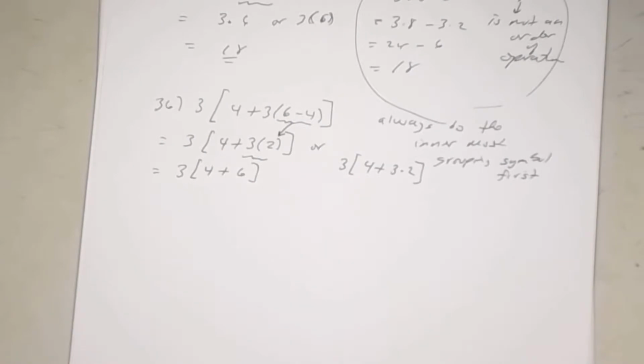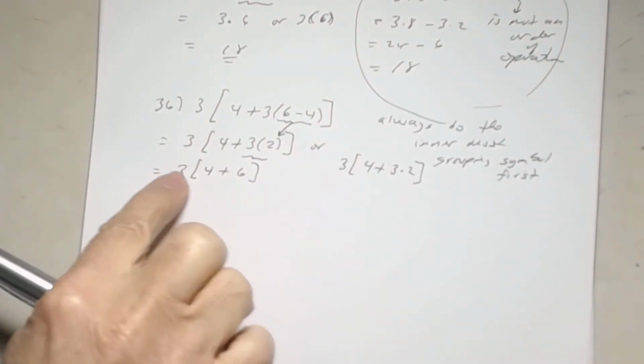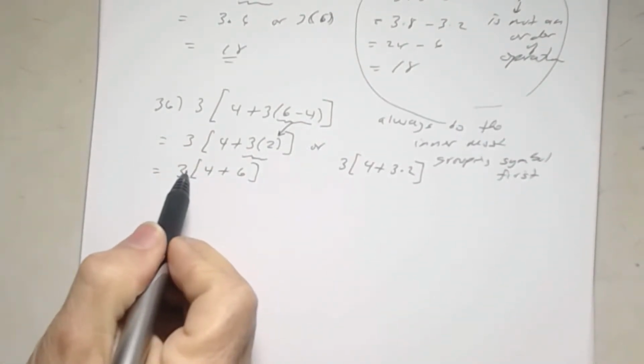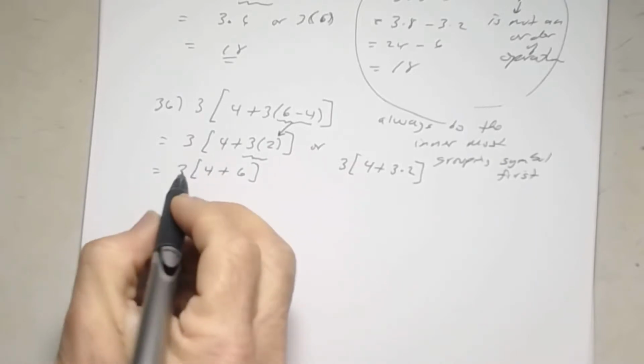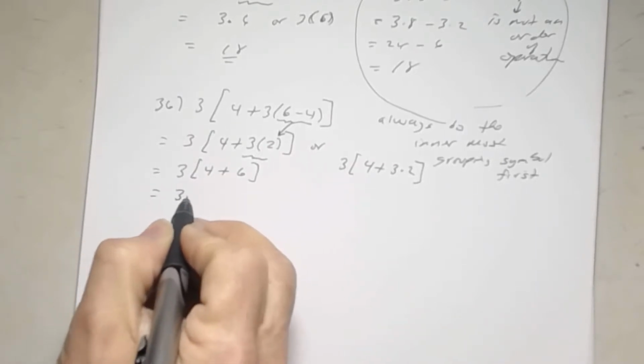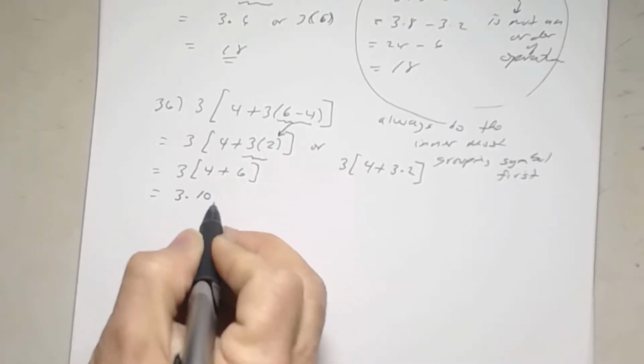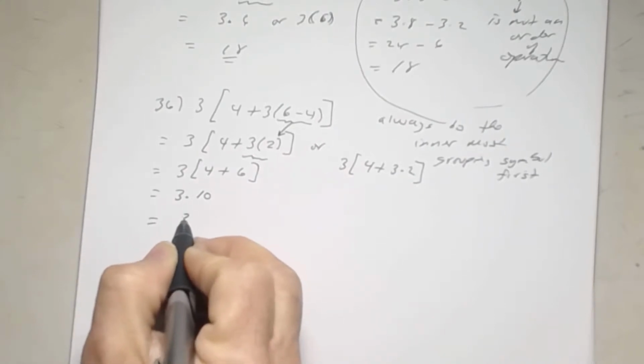Do I still have a grouping symbol? Yes. What's the only operation that's left? So what should I do next? Addition. What's 4 plus 6? 10. So now remember this operation right here that I'm pointing at. What's this operation right here? Multiplication. So that's 3 times 10. And what's your answer? 30.